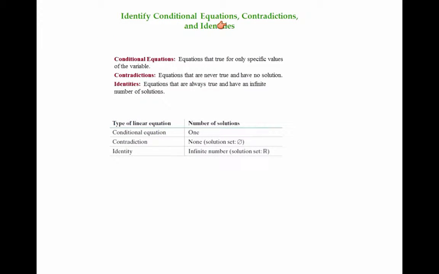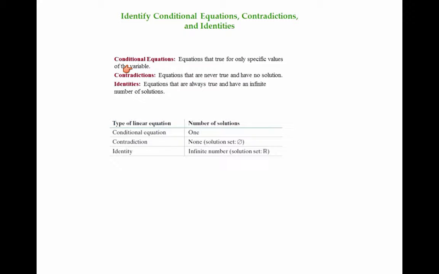Identify conditional equations, contradictions, and identities. We need to get ourselves familiar with these terms. Now, conditional equations means equations that are true for only specific values of the variable.